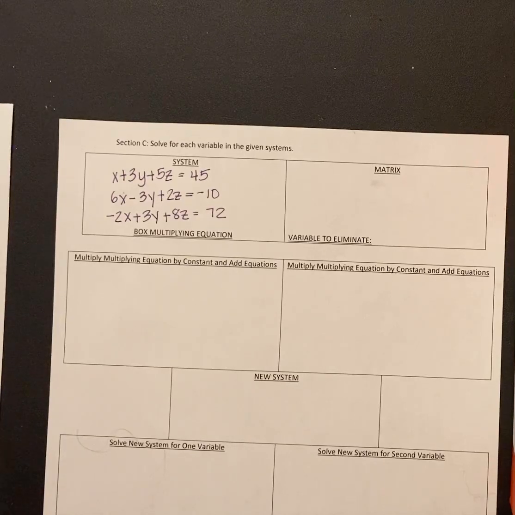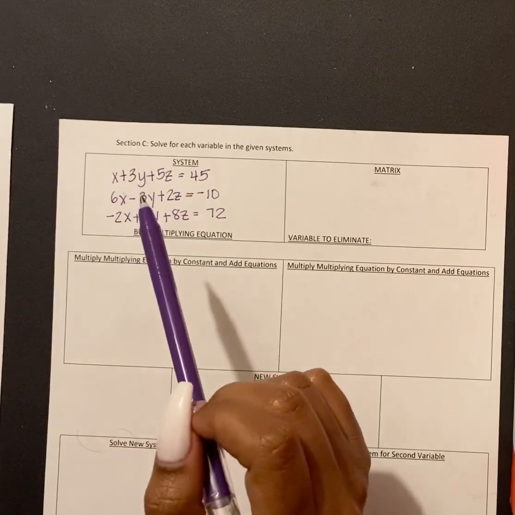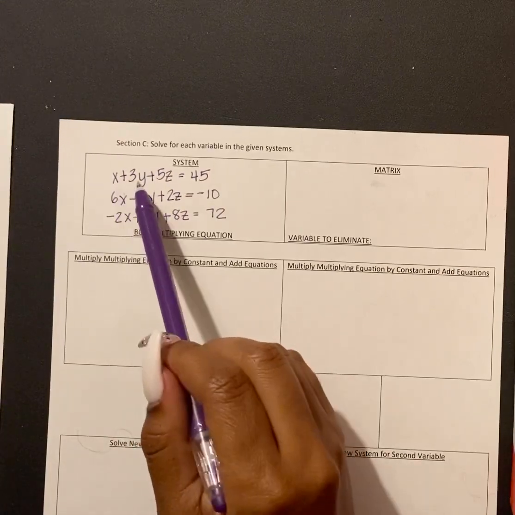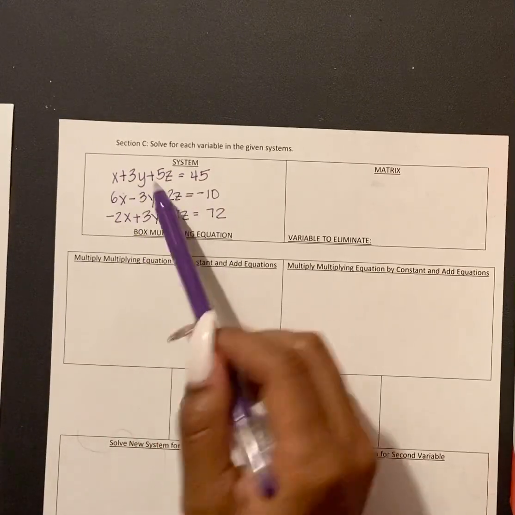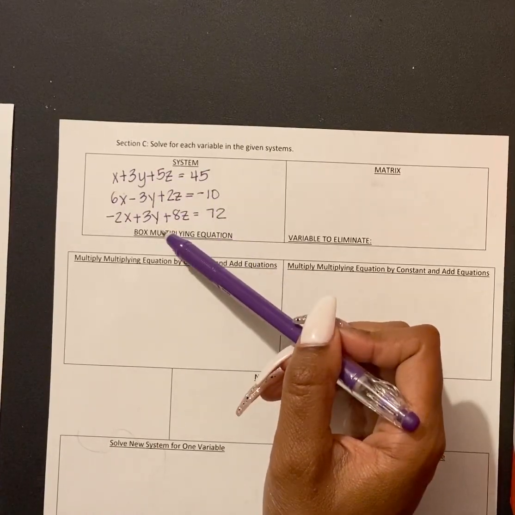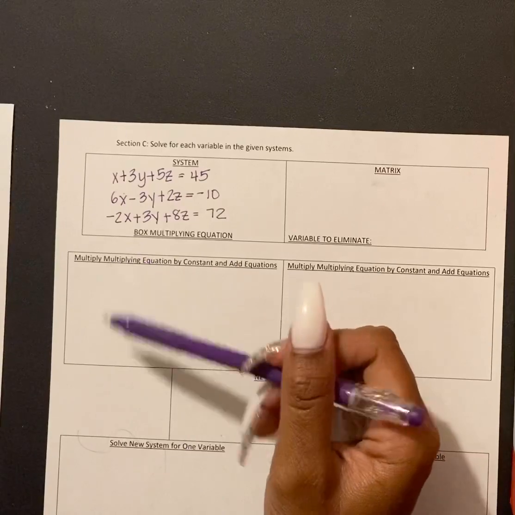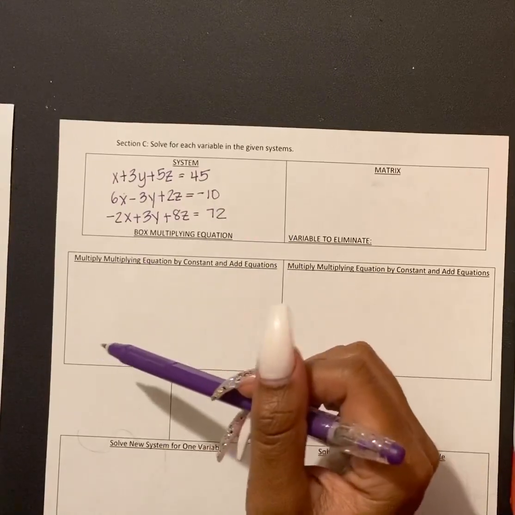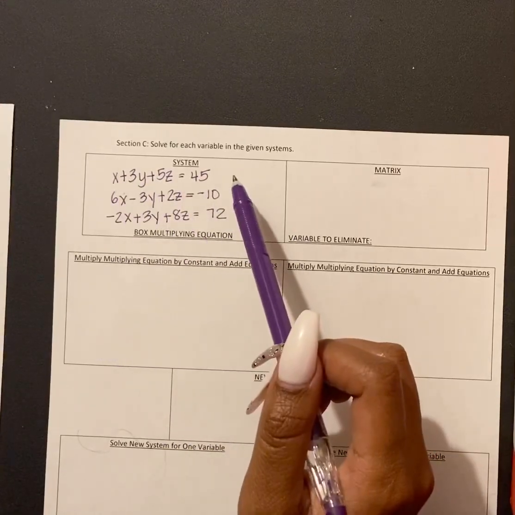All right, hey everyone. So this video is going to walk you through how to solve systems of equations that have three variables. So if you look at the question that we have here, we have x, y, and z. And now instead of two equations, we actually have three. So we're going to walk through a full question of how to solve this system when there are three variables.